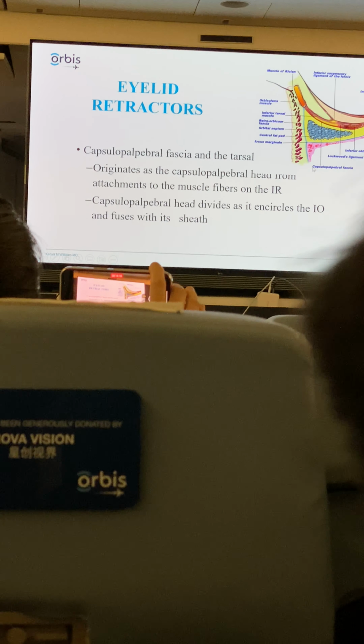So in the upper lid, we have levator and Mueller's. In the lower lid, the inferior tarsal muscle and the capsulopalpebral fascia.